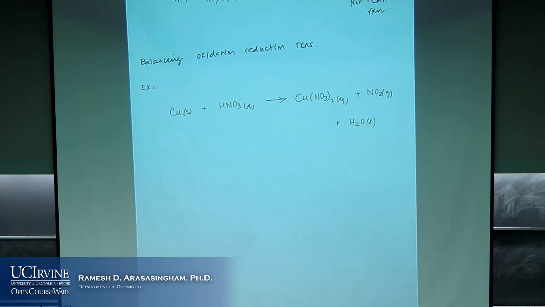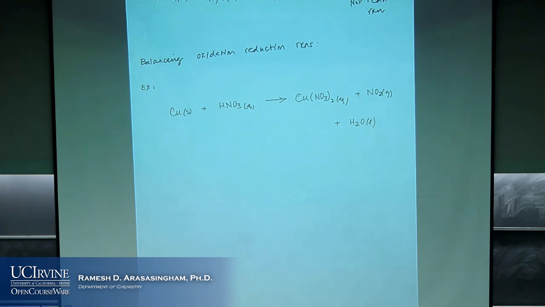All right? And so these are challenging equations to balance, and the reason is that these are redox reactions. When you balance redox reactions, the underlying principle that you want to remember is that the number of electrons given off has to equal the number of electrons taken up.